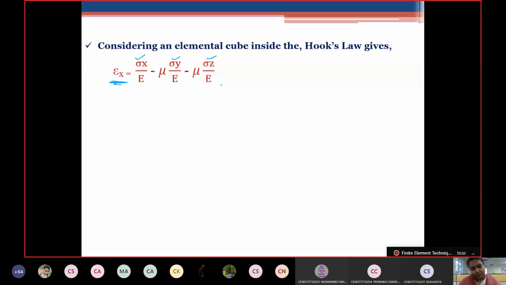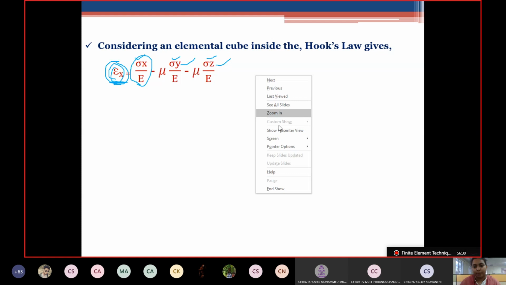We just have to remember that in whichever specific direction we are taking, that direction will always be positive and there will not be the Poisson's ratio for that part. This is just to remember how the equation is formed, okay? Don't think that that is the actual way. This is how we can remember the equation. And the other two directions, other than the direction of consideration, will have a minus sign with mu. That is the only way you can remember. All right.